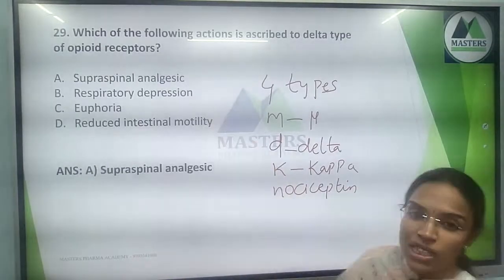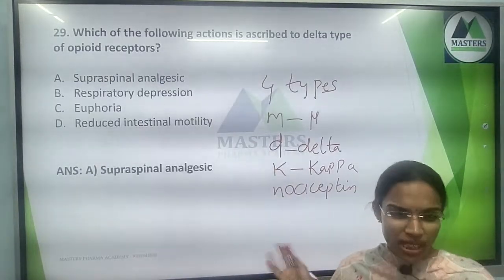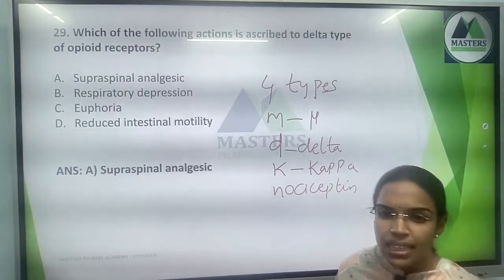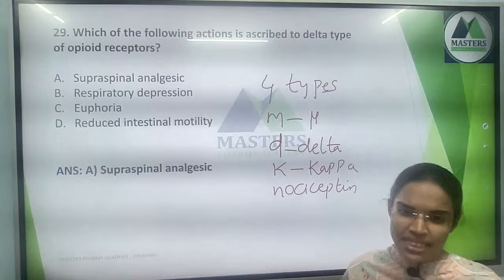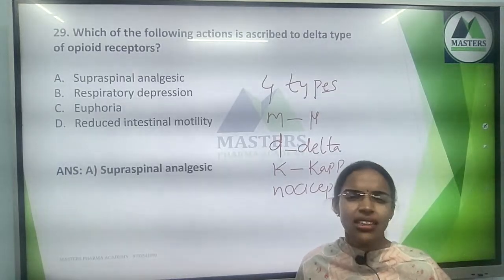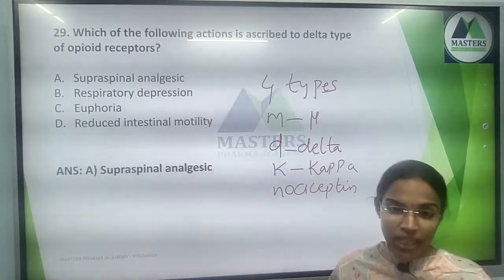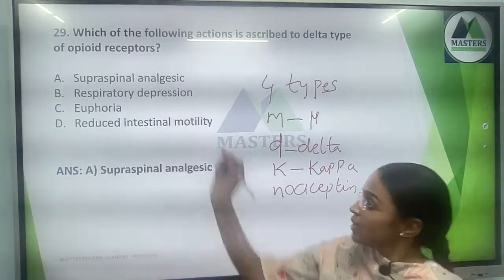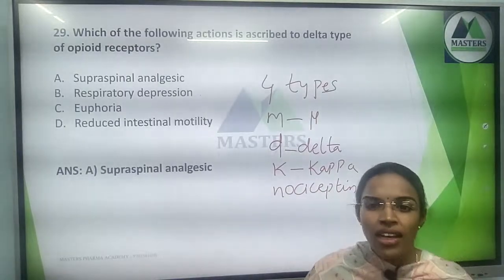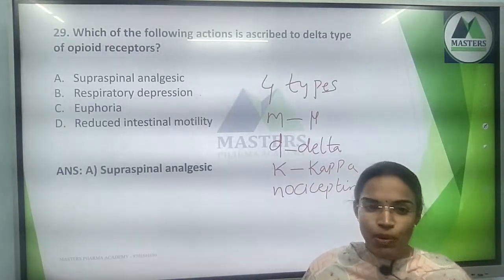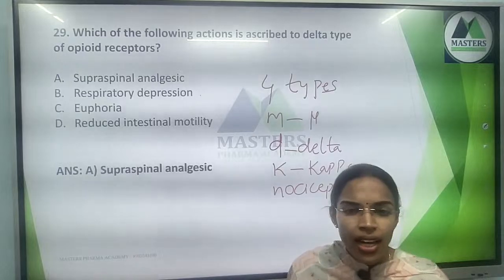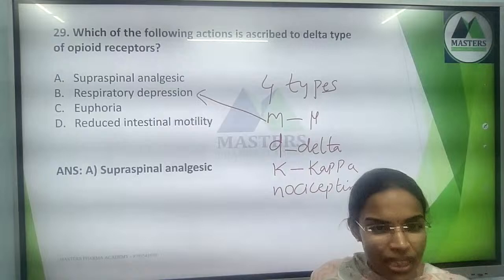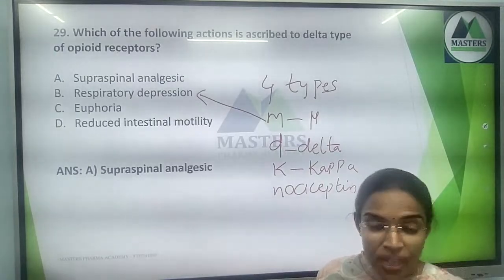Respiratory depression is caused by? Yes, there is also a Z type, zeta. It is a new type of opioid receptor, not very prominent. These four are very prominent. If the option is respiratory depression, which type of receptors are responsible? Yes, mu. M type or mu type are responsible for respiratory depression.